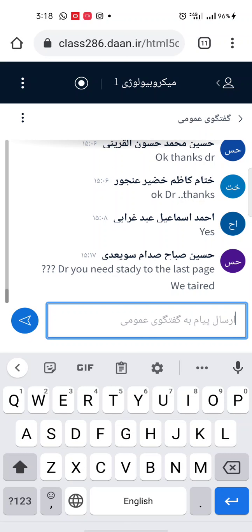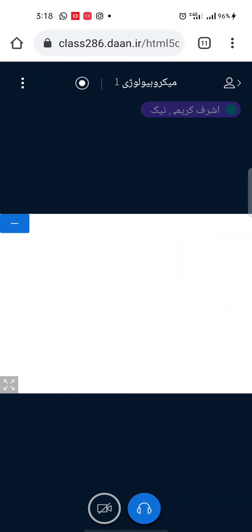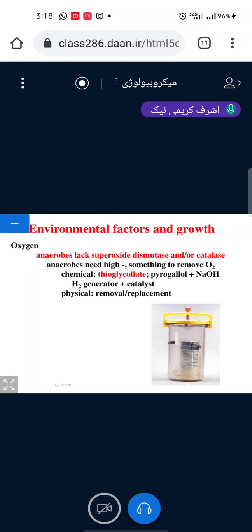When you want to culture an anaerobic bacterium, you must use this system, an anaerobic jar or gas pack. And you have to use some chemicals to absorb oxygen, for example thioglycolate, pyrogallol.